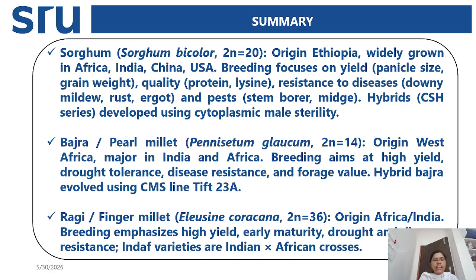And next is ragi, finger millet. The scientific name is Eleusine coracana. Chromosome number is 2n equal to 36. The origin is Africa and India, according to two different scientists, Vavilov and De Candolle. And next, the breeding mostly focuses on high yield, early maturity, and drought and disease resistance. And Inda varieties are developed by crossing between the Indian types and African types.